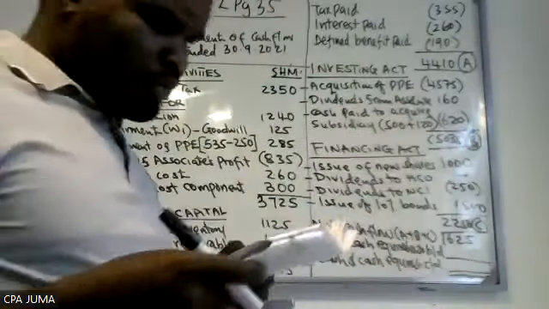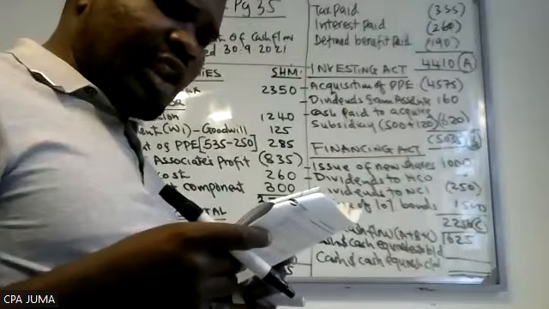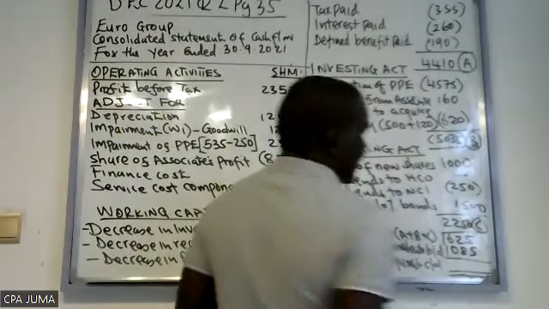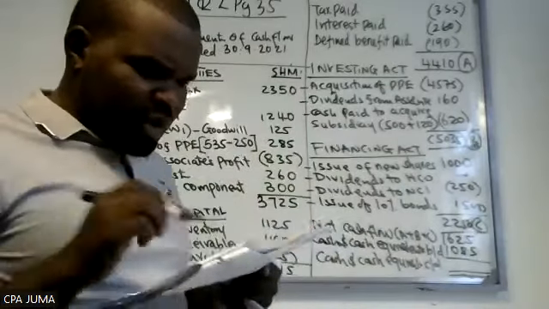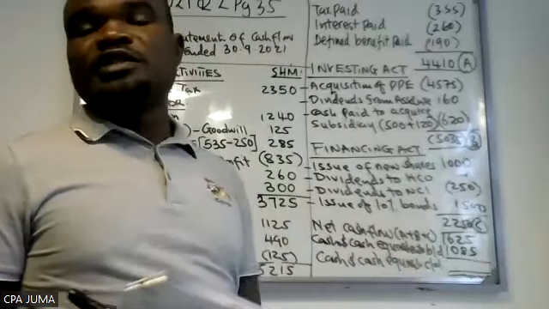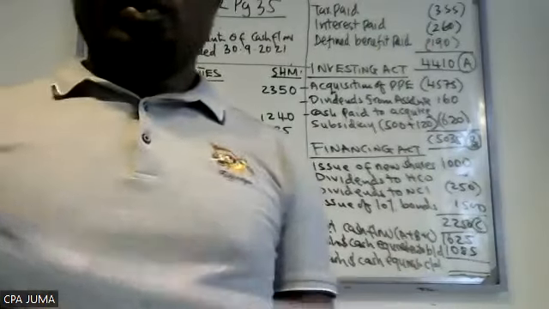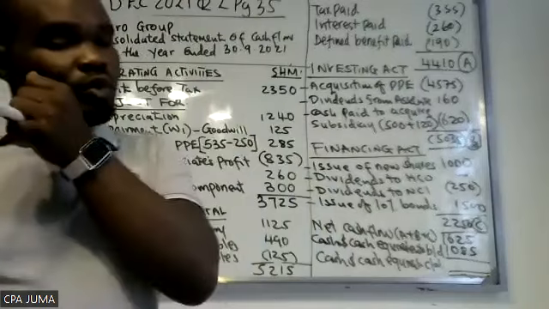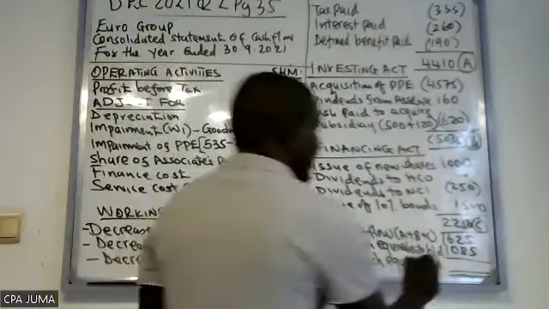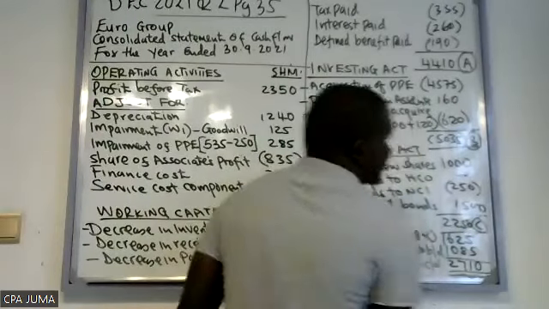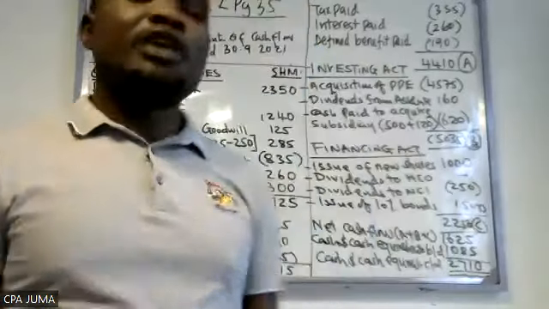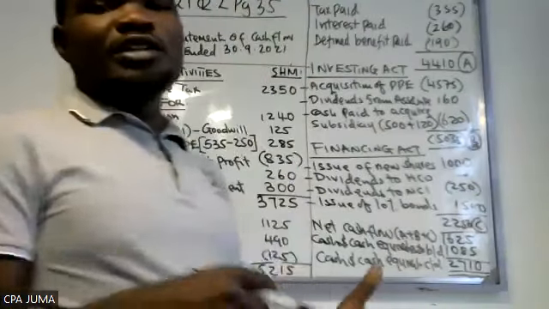So beginning cash and cash equivalent, I'm seeing 1085. Then according to the examiner, the closing is 2710. This plus this, do we get 2710? Yes, correct. Then we are accurate. I assure you 100%, you need only 10 ticks here. Where are we getting the 10 ticks?